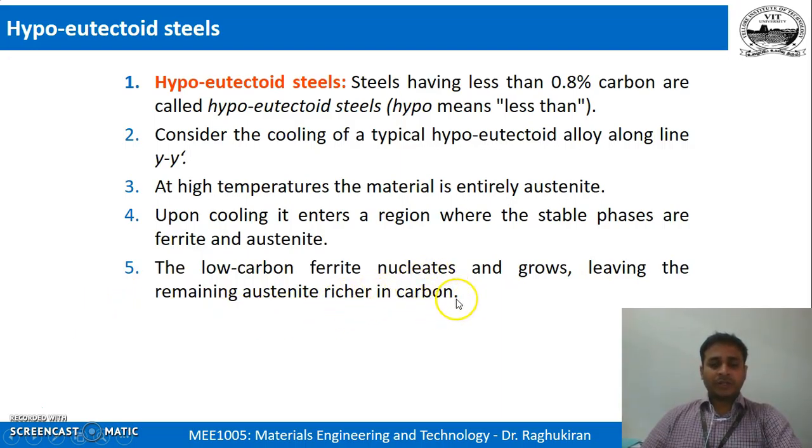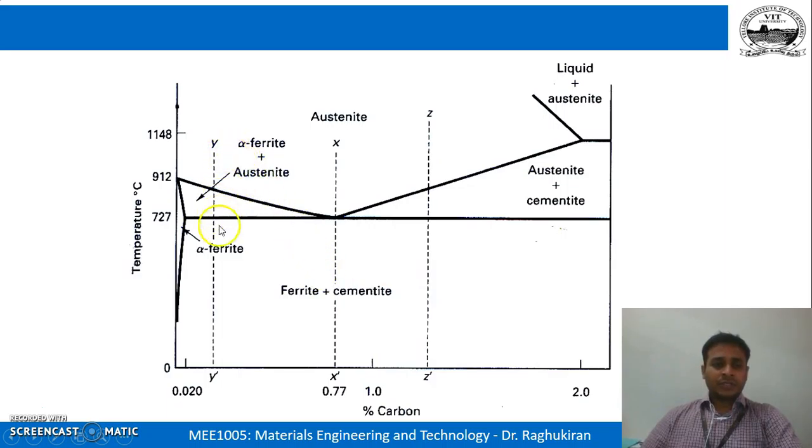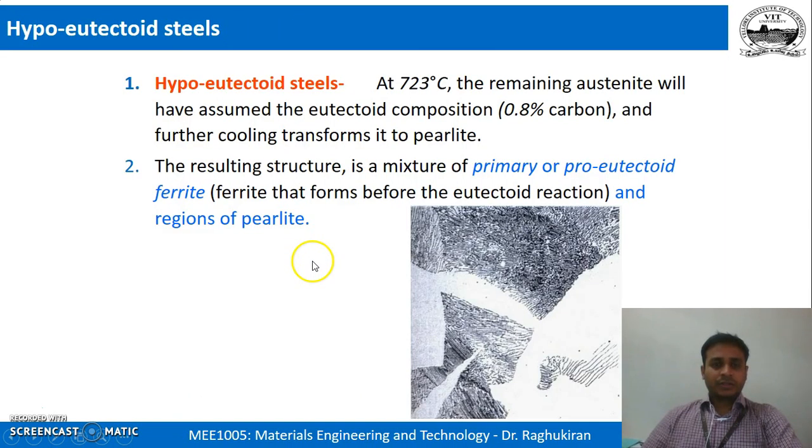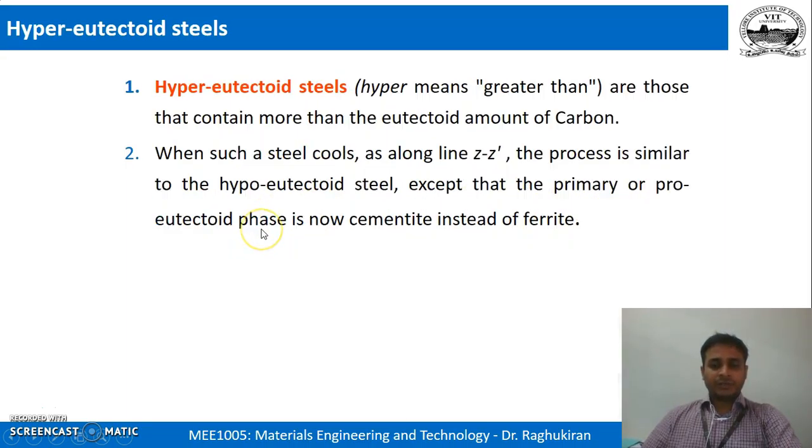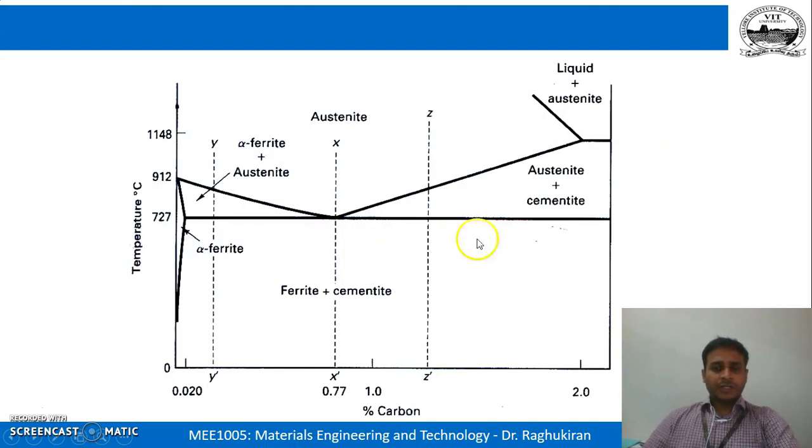Then that carbon will be transformed, that austenite further gets transformed into pearlite eventually. Okay, so this is the alloy we are talking about, hypoeutectoid steel. Similarly, of course, you have primary or pro-eutectoid ferrite in these hypoeutectoid steels. That comes out first, followed by the eutectoid reaction, giving regions of pearlite.